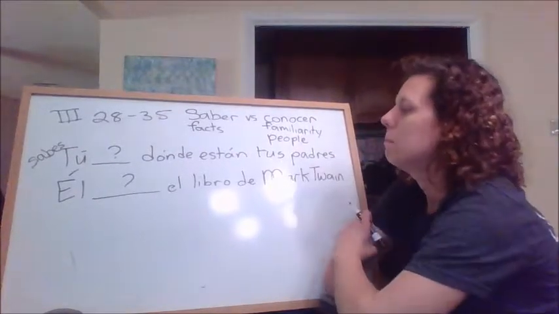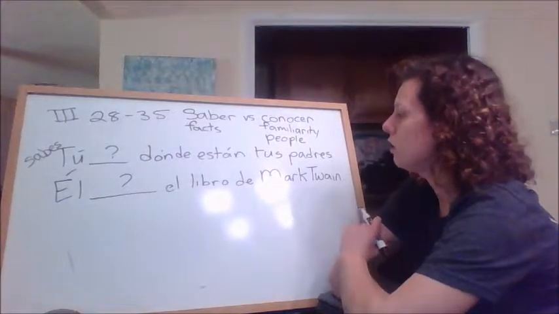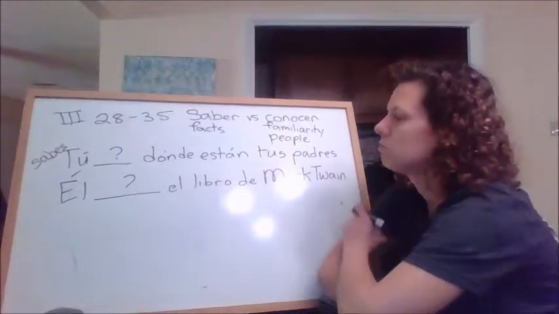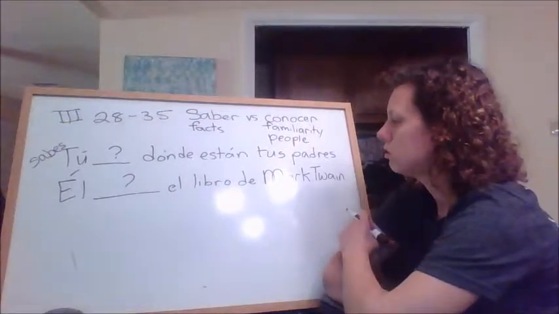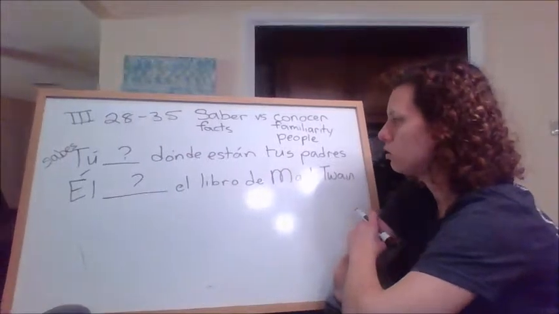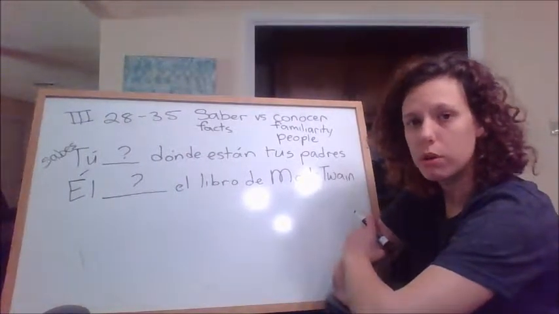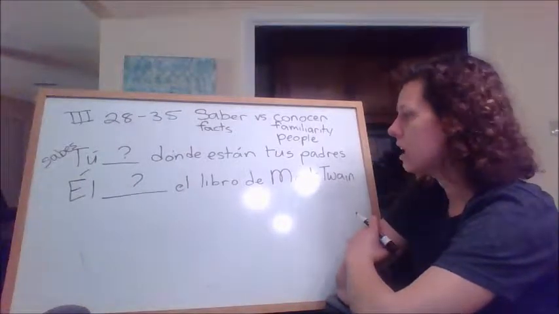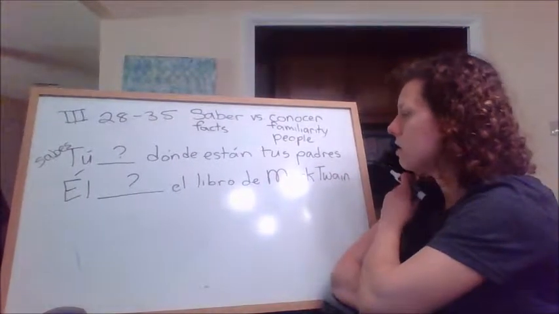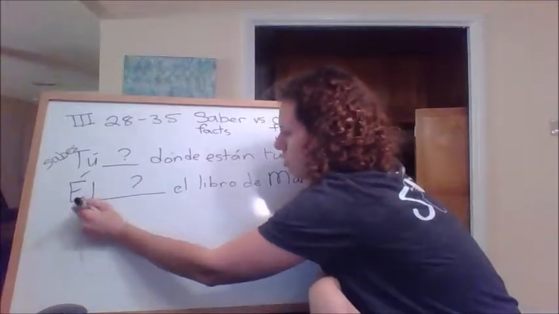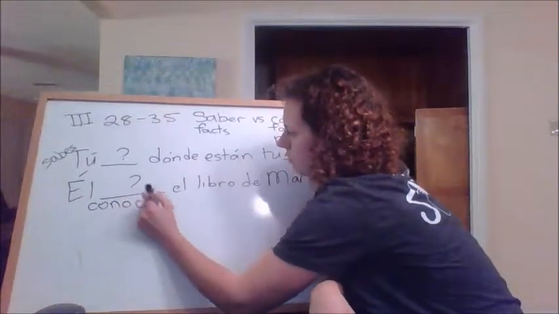Okay. Blank el libro de Mark Twain. So he knows the book of Mark Twain, or Mark Twain's book. This is familiarity. Remember that if you know a book or a movie or a play, it is familiarity. So this has to be conoce. Okay?